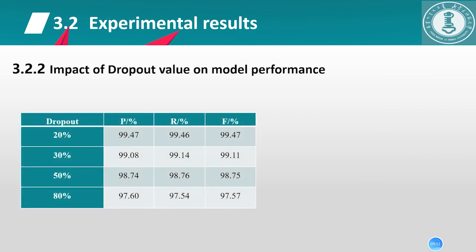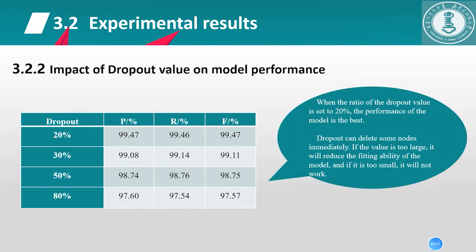Through the second experiment, the influence of the dropout value on the performance of the model was examined. The experimental results found that when the ratio of the dropout value is set to 20%, the performance of the model is the best. Dropout can delete some nodes randomly. If the value is too large, it will reduce the fitting ability of the model, and it will not work if it is too small.